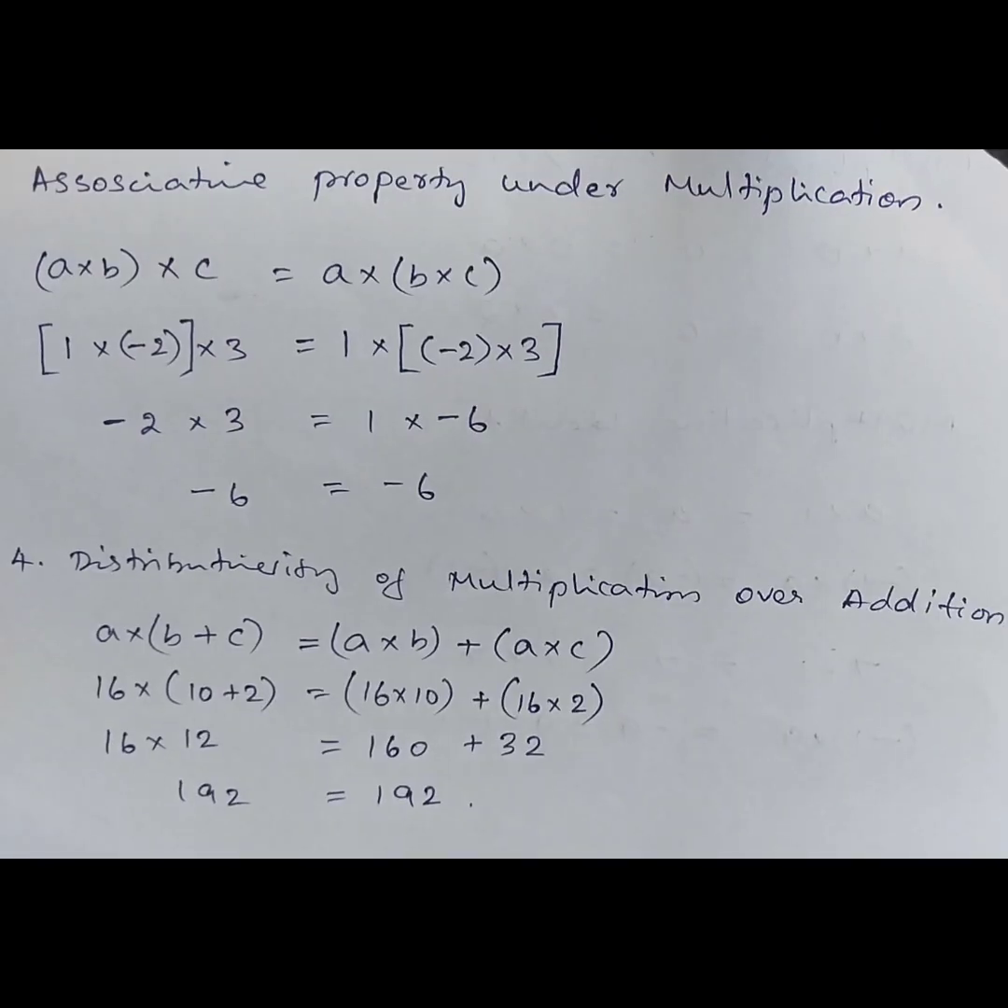Next, we are going to see the distributivity of multiplication over addition. The formula is a into (b plus c) equals a into b plus a into c. Let a is equal to 16, b is equal to 10, c is equal to 2. From this equation, on the left hand side, we are getting the answer as 192. On the right hand side also, we are getting 192.